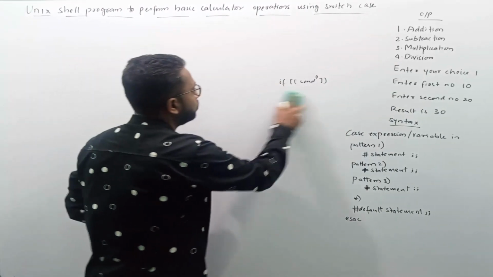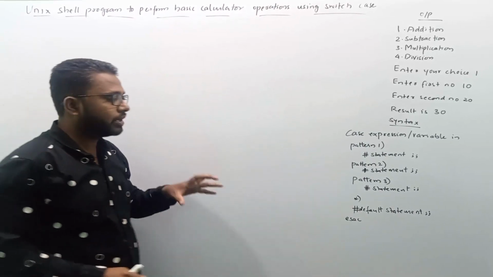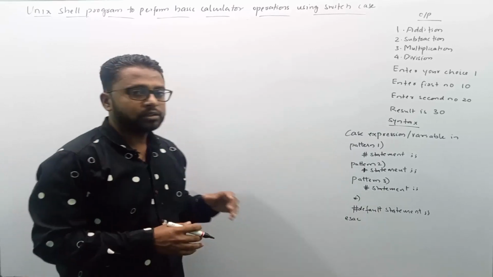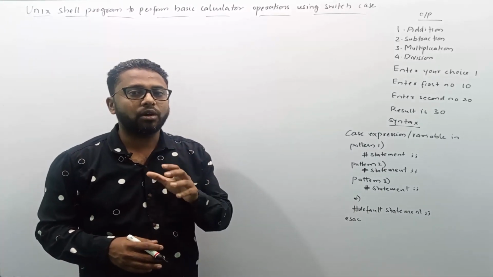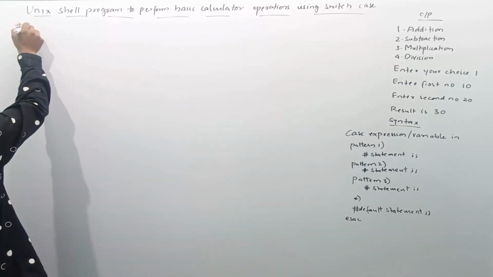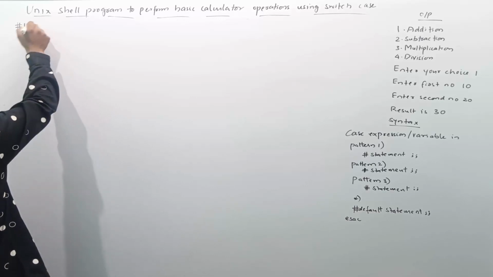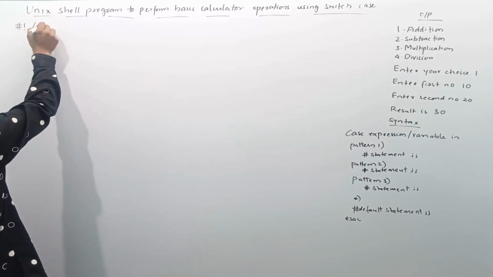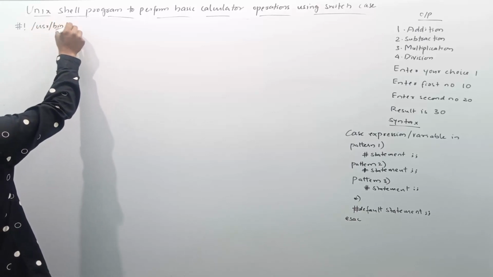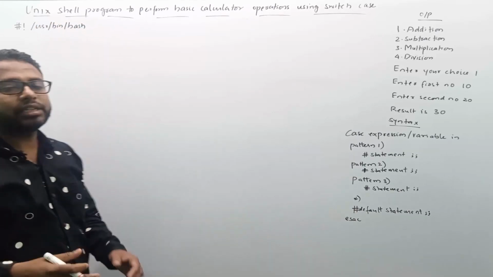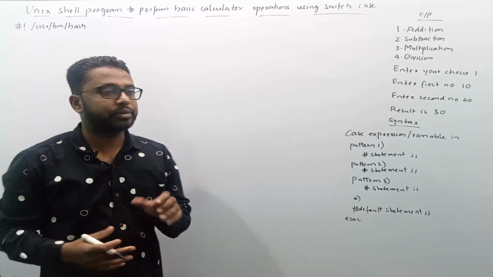Okay, now let us move ahead to write that program. The program is very simple. We just need to follow this pattern. As we have already discussed, every shell program starts with the shebang statement: hash exclamation space forward slash usr, then bin, bash. Bash is our shell which we are using to run our programs.